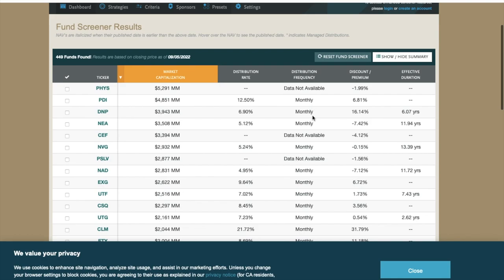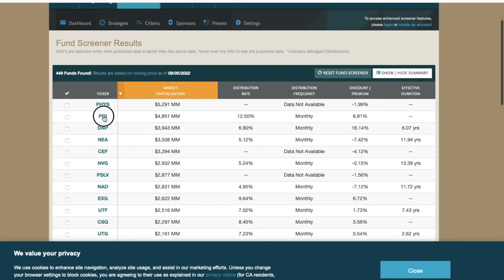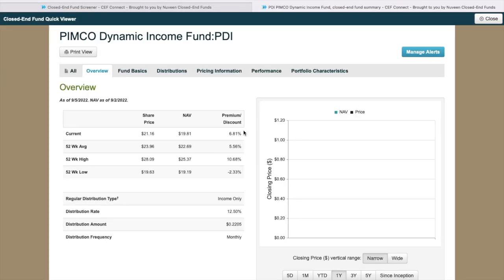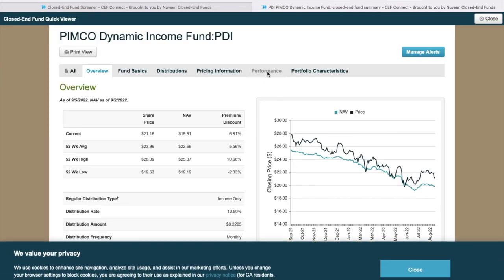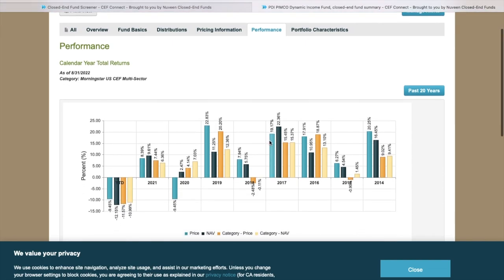You can also look at the performance of these CEFs. Like if I look at PDI, you can click on performance and see what the NAV and price were doing on a yearly basis. Usually when there's a low year, you'll see the next year is pretty high. So that's a good thing. This year was a real bad year. It's pretty negative. So maybe in the next year or two, you may see a good year.